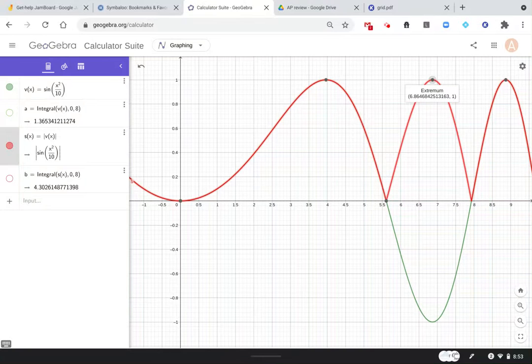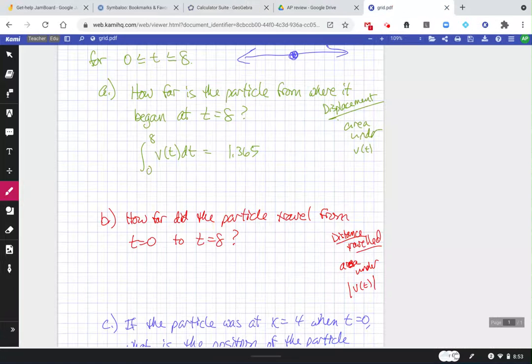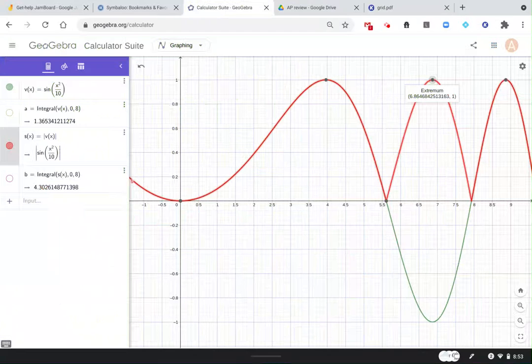So now let's go back and answer our question. So for part B, how far did the particle travel from t equals 0 to t equals 8? That is going to be the area I want to know, because now if I'm looking at just the red graph and not the green one, the area between 0 and that 5.6 number is going to give us a positive result. So is the result going from the red going from that 5.6 to that 7.9.